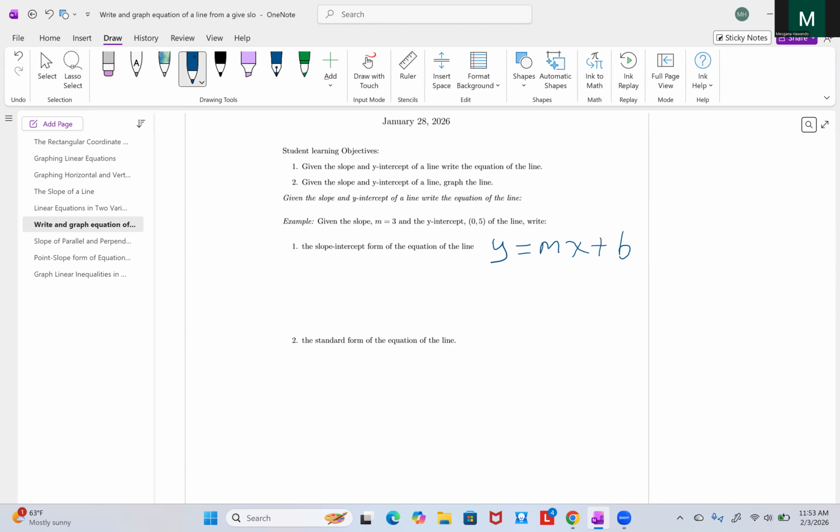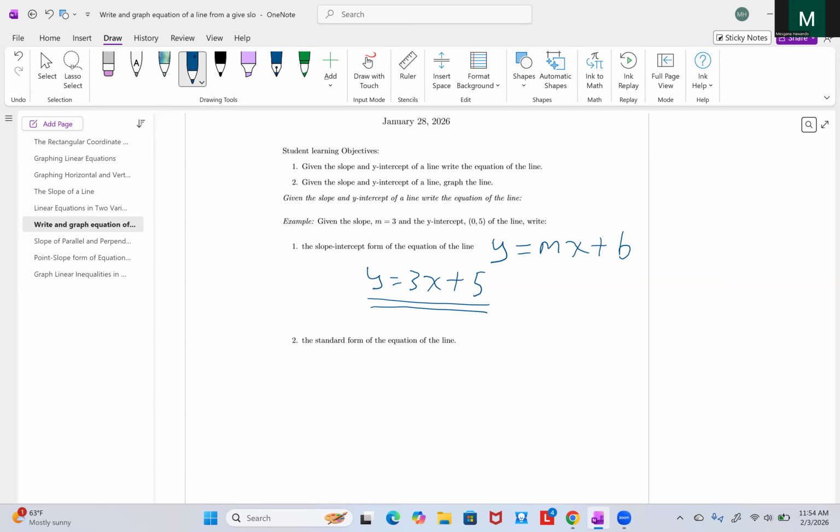So the equation of the line is y = 3x + 5. Replace m by 3, the slope, and b by the y-intercept 5. So this is the slope-intercept form of the equation of the line that has a slope 3 and passes through the y-intercept (0, 5).